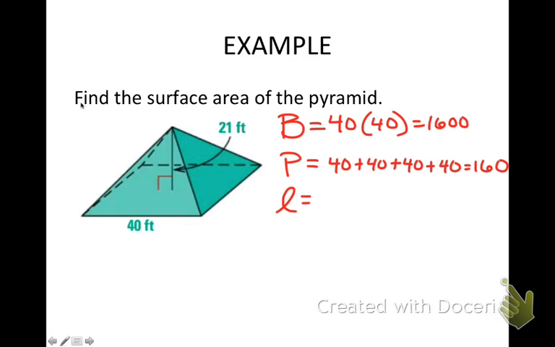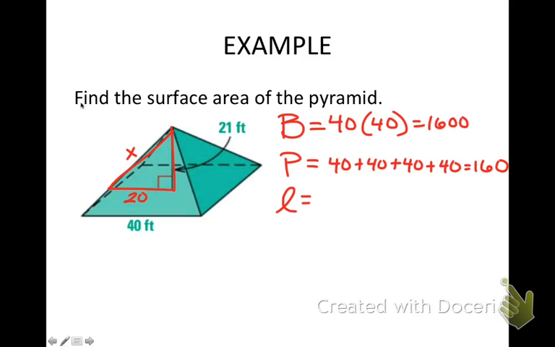All right, now we have to do the hard part, slant height. How do you find it? Well, what did I say was going to be your best friend today? The Pythagorean theorem. Make a right triangle. You have to find the hypotenuse. What's this leg length going to be? 20. It's going to be half of that 40.